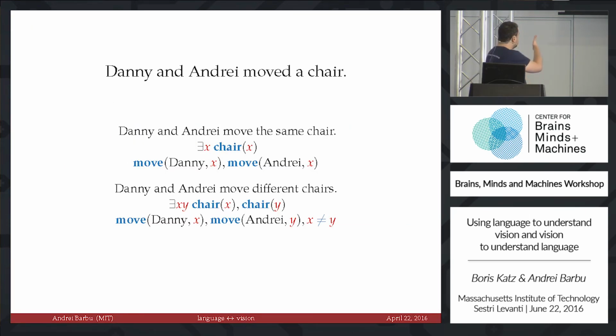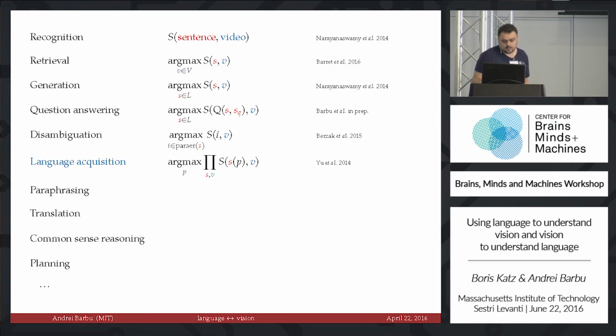And this is an example of two different logical interpretations. In one case, there's only one chair; in the other case, there are two chairs. When we say Danny and Andrei moved the chair, it's not clear whether we're moving the same chair or two different chairs.